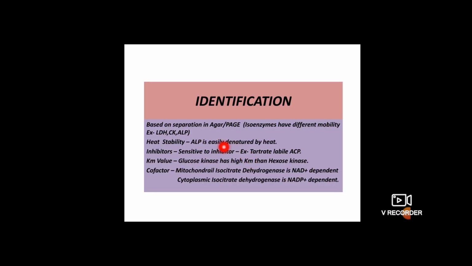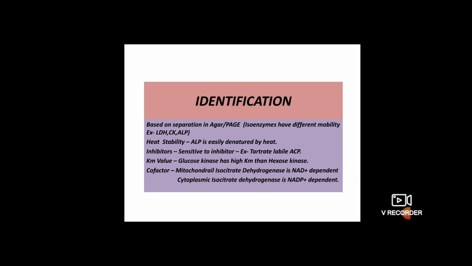As these enzymes have many subunits, we have to find out which subunit or which isoenzyme subtype is going to be increased, or how interference occurs, which also becomes very confusing. So that's why identification is very important.